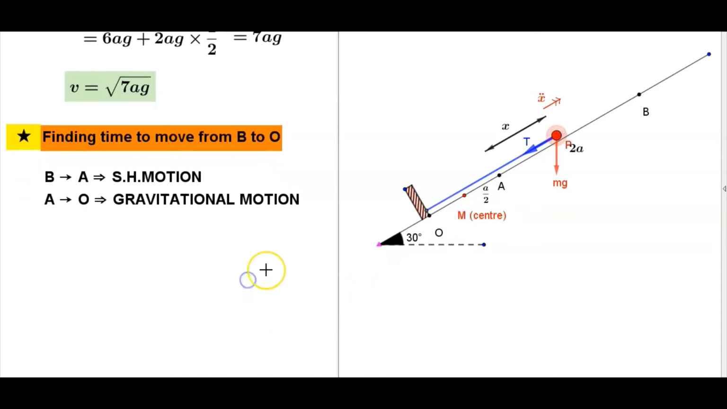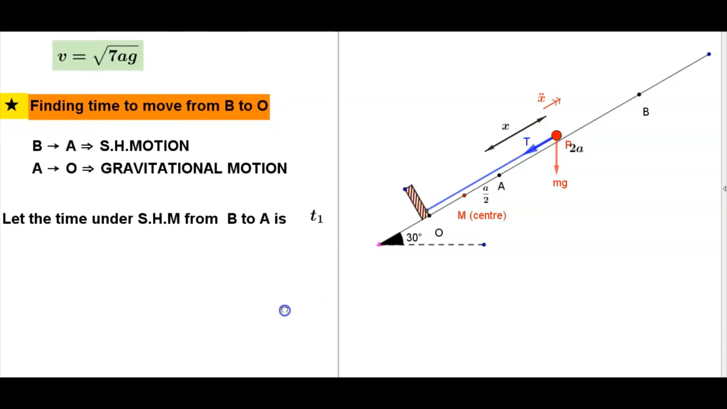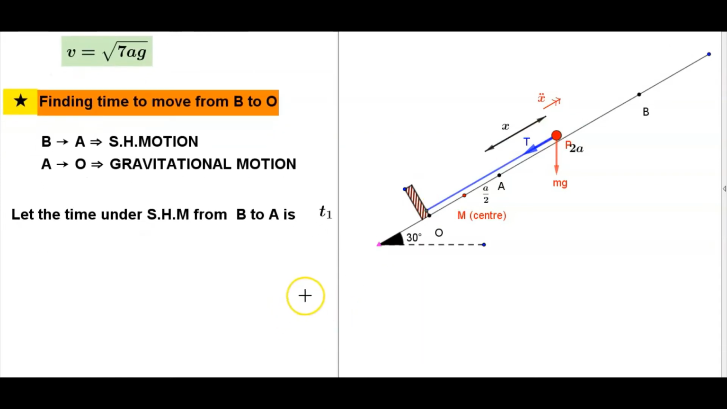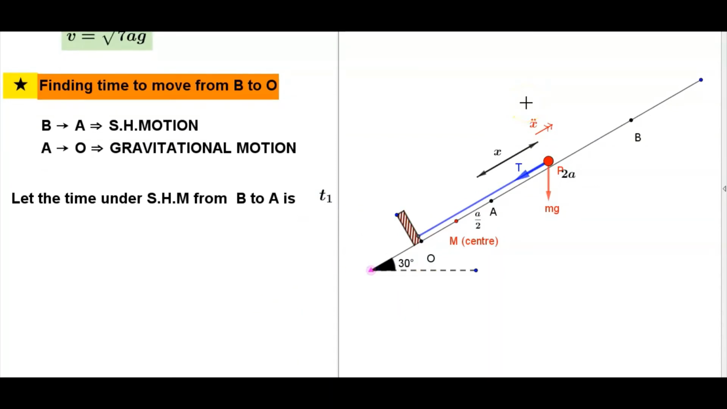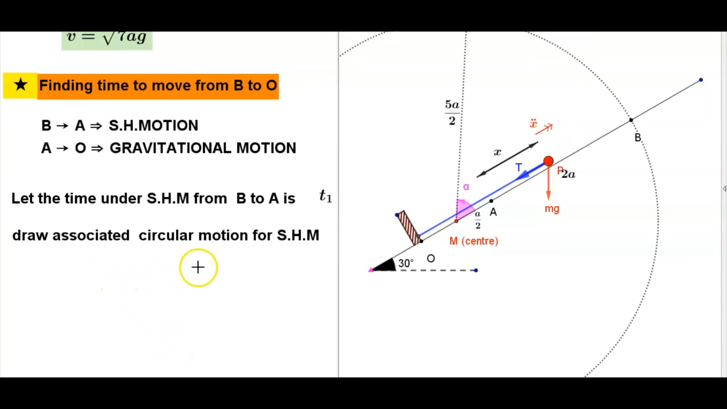So now we want to find the time for the simple harmonic motion. Let the time under the simple harmonic motion from B to A be t1. So how to find this t1? This t1 time we can find by considering the associated circular motion. That is the easy way. Through associated circular motion for the simple harmonic motion, our aim is to find the time for the simple harmonic motion, that means from B to A.